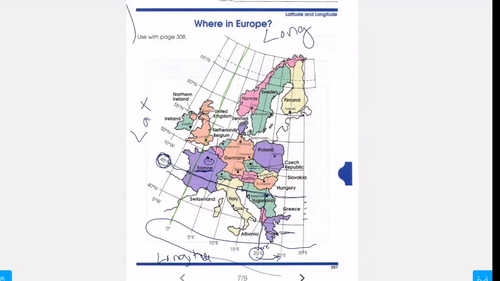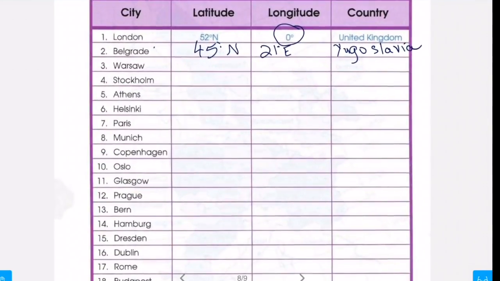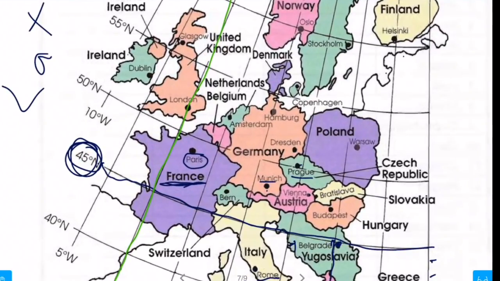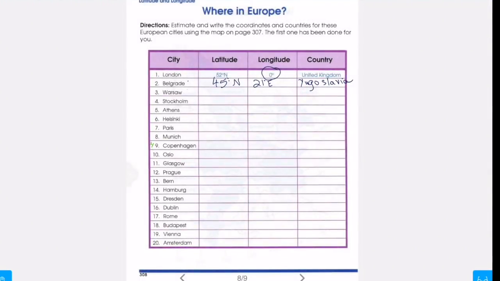Let's do one more together. Warsaw is our next country. Actually, we're going to go down to number 9 because I've had a lot of questions on this one. Number 9, Copenhagen. Okay, so Copenhagen is right here. Even though it's colored the same as Sweden, Copenhagen is actually in Denmark. So for your country, you are going to put Denmark.